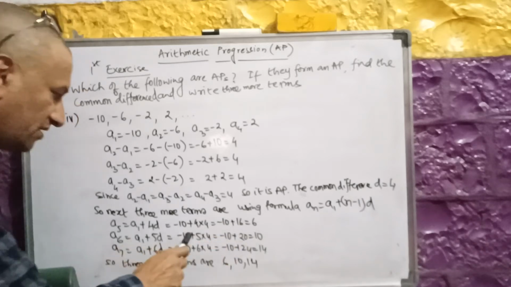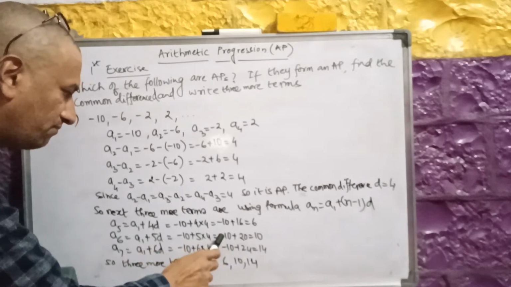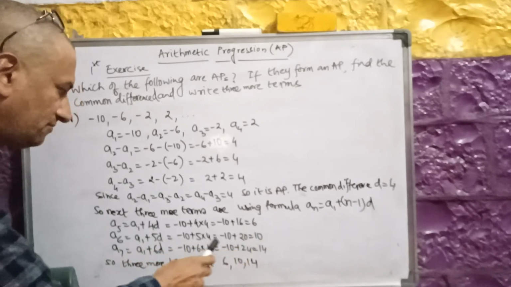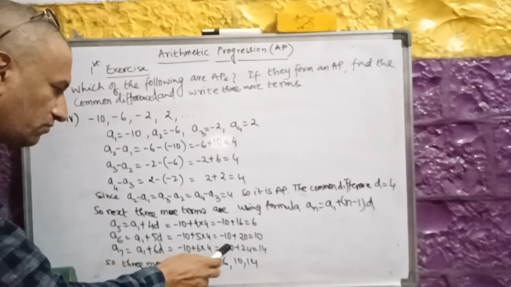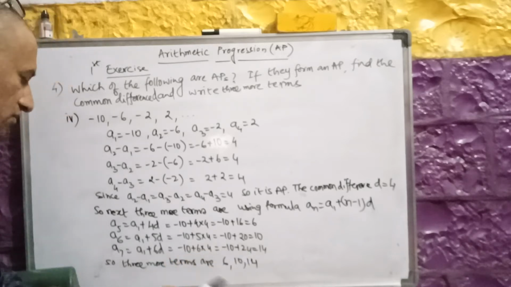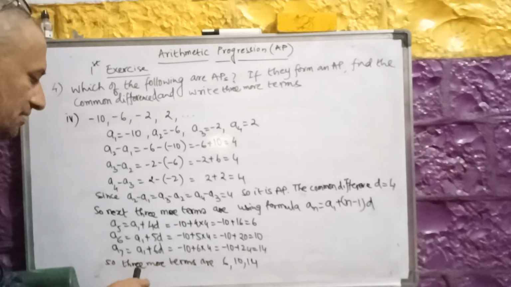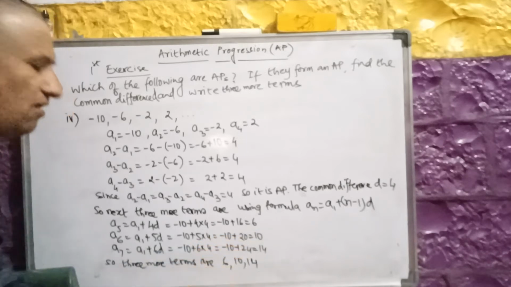Same way a6 will become minus 10 plus 5 into 4, which is 20, 20 plus minus 10 will be equal to 10. And the seventh term will be minus 10 plus 6 into 4, which is 24, minus 10 plus 24 is equal to 14. So hence the three more terms, since it is an AP, are nothing but 6, 10, 14. That is 6, 10, 14.